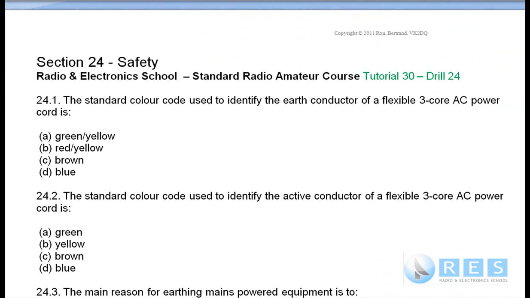Section 24, Safety. 24.1, the standard colour code used to identify the earth conductor of a flexible 3-core AC power cord is, I'm sure you know, green, yellow. I won't tell you what the others are because I'm sure we're going to get a question on that coming up as we go through this. So green, yellow is the earth lead, and the earth lead is there for safety.